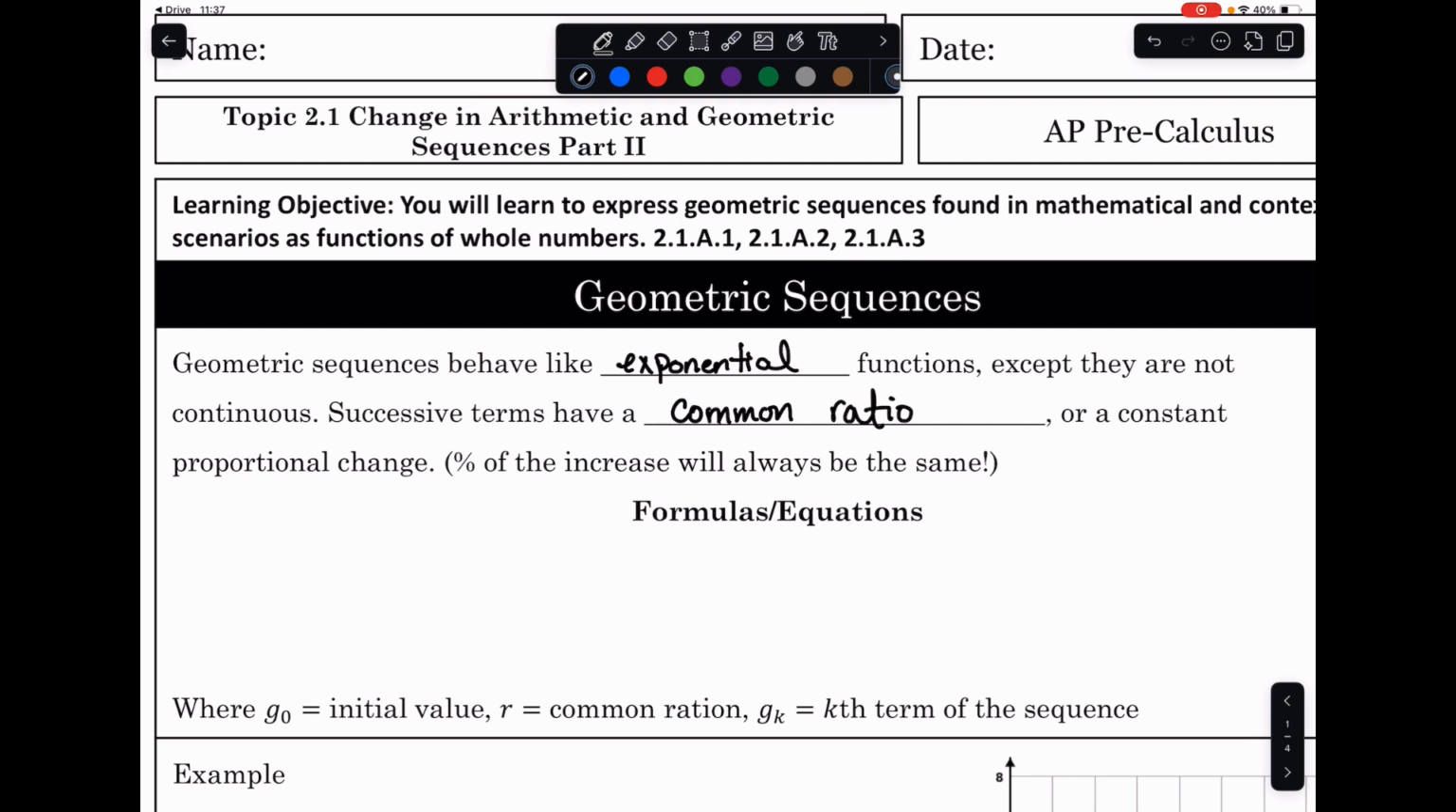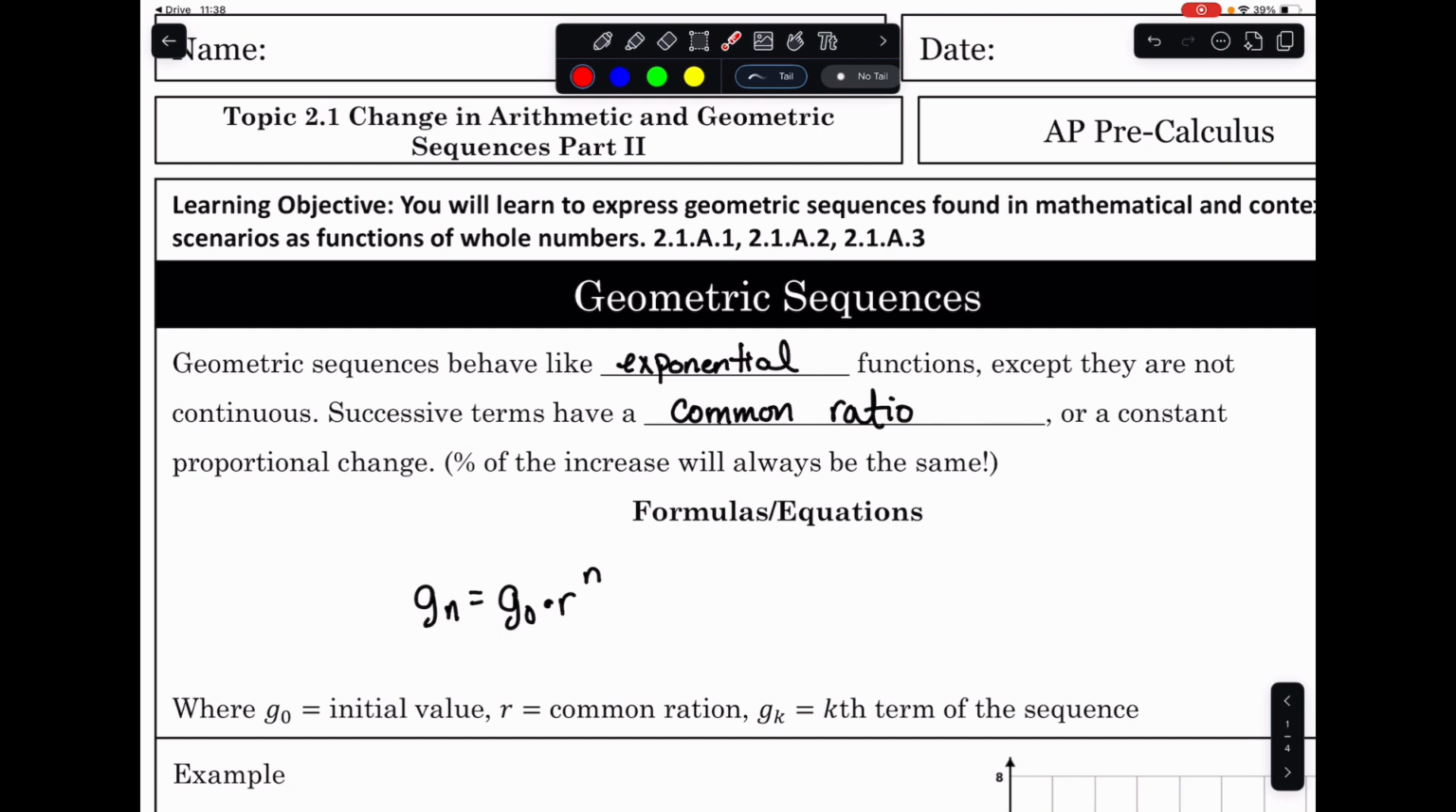The first one is that g of n equals g sub 0 times r to the n power. This formula is the specific equation of the geometric sequence if we know what the initial value is. So as long as we know the initial value and can determine the common ratio, or if we're given the common ratio, this is the formula that we use.